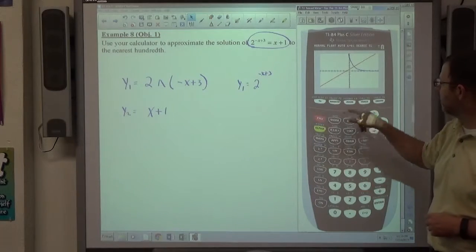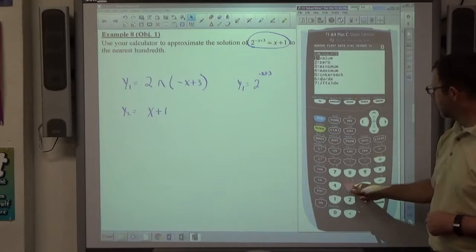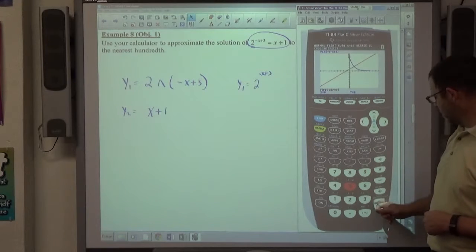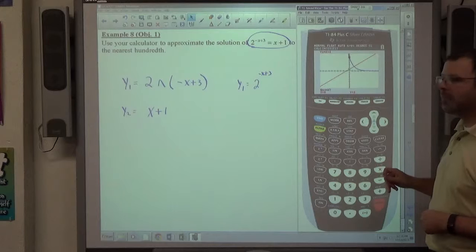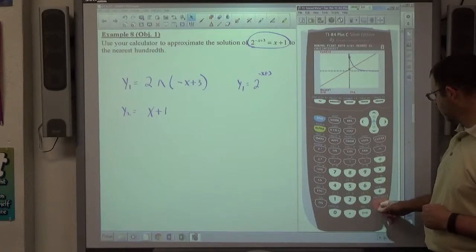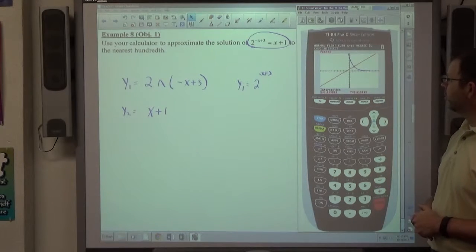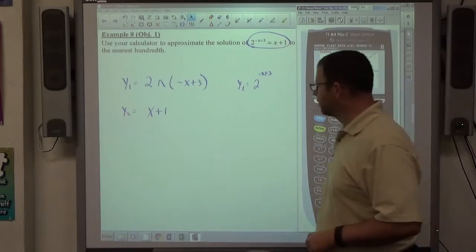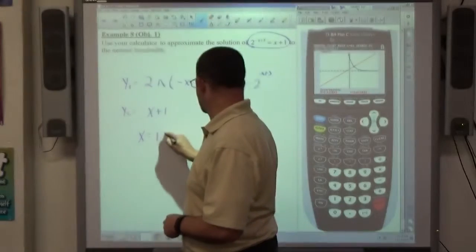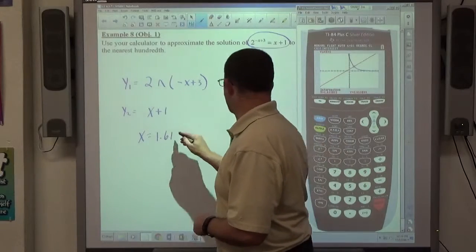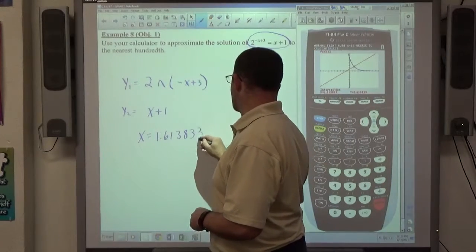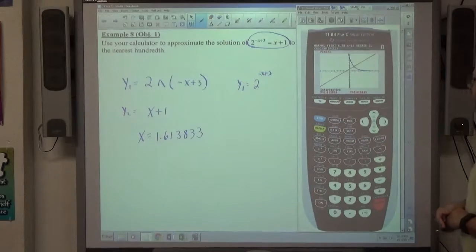So now if I go to my calc and choose intersect, first curve blue, second curve red, guess, it doesn't matter, there's only one point of intersection, so I'm going to hit enter a third time, and that tells me x is 1.613833. It also tells us the y value of 2.613833. The solution, if you look at the problem, is going to be in terms of x, right? So the x coordinate is more important to me than the y coordinate. And that's as many decimal points as I get, okay?